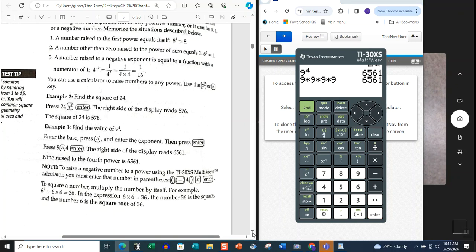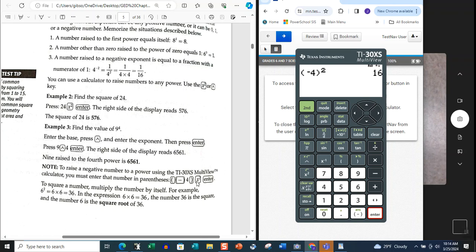So now it says to raise a negative number to a power using this calculator, you must enter the number in parentheses, and then you will press enter. So parenthesis negative 4 to the second power, we would clear this out. So we have parenthesis negative 4, close the parenthesis, and then we'll hit x squared, and that will give you 16. Now what I want to show you, your answer is supposed to be positive 16.